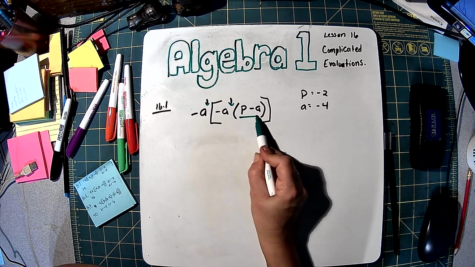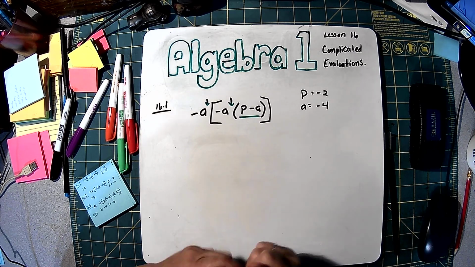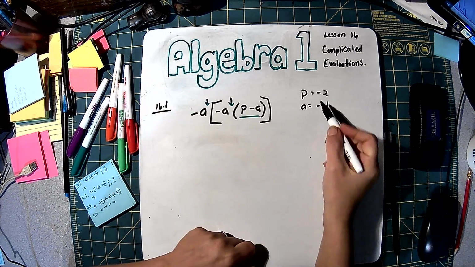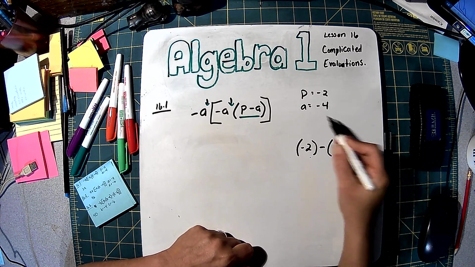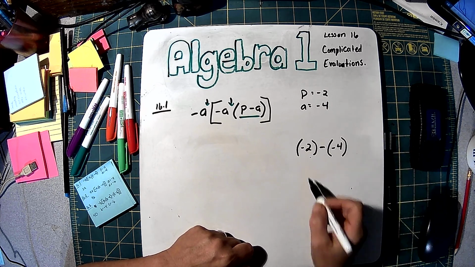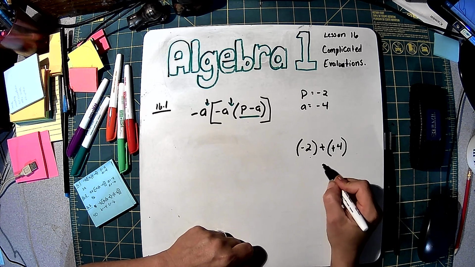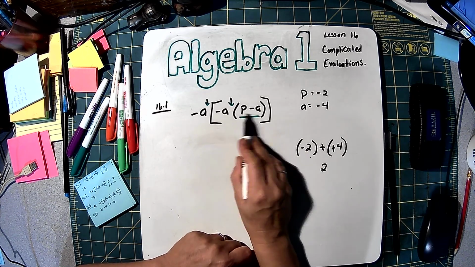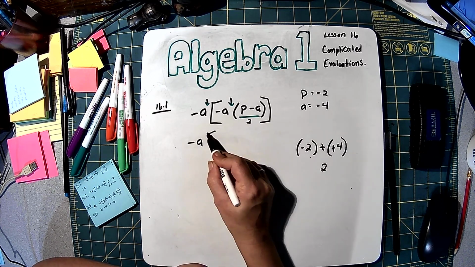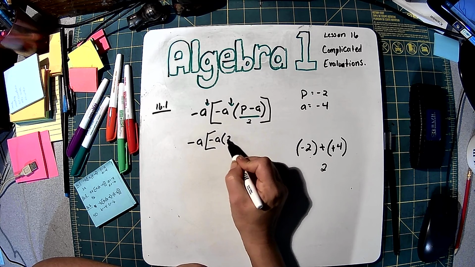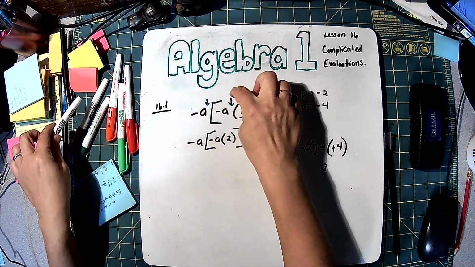The first thing I need to do is the innermost parentheses right there. So that is p minus a. And to figure out what p minus a is, I'm going to put my value of p, which is negative 2, minus my value of a, which is negative 4. Then I can cancel these two, and I can see that I have 4 minus 2, which would be 2. Okay, so my whole value for inside that parentheses is 2. So I'm going to copy all this down, negative a times 2.